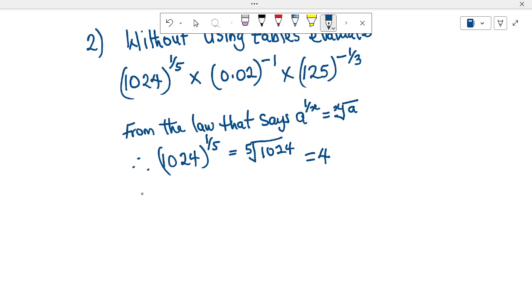Okay? So you take the second one. The second is 0.02 raised to power -1. Take it one after the other. We have two issues here. The first one is that we need to interpret this. We need to interpret 0.02 before we can even come to that. So let us interpret 0.02.